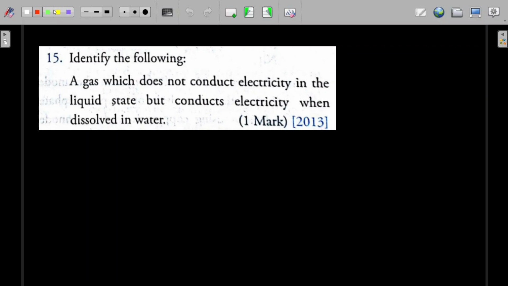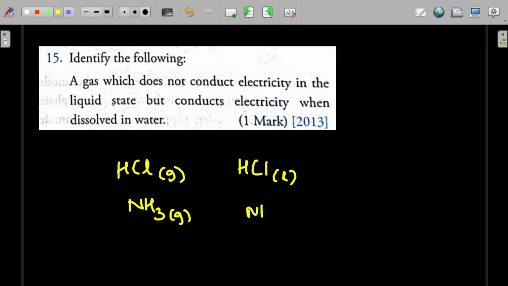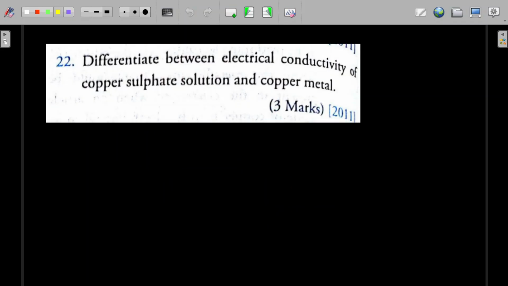Right. Any other example? HCl is correct. It may be HCl gas, it may be ammonia gas, because ammonia also, when any polar covalent compound which is in the gaseous state at room temperature. So whether you take HCl in gaseous state or in liquid state, or ammonia in gaseous state or liquid state, they do not conduct electricity in the pure state. We call this pure state, right? But when you dissolve in water, they make free ions, right?